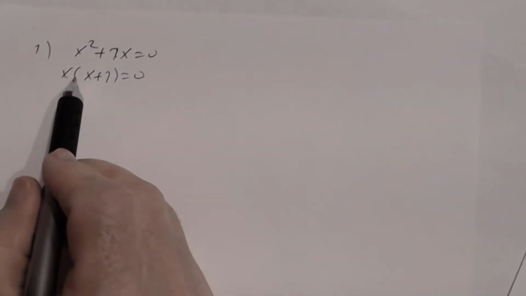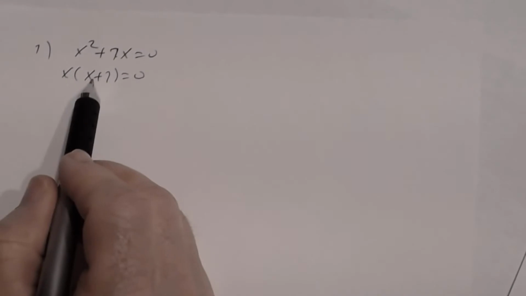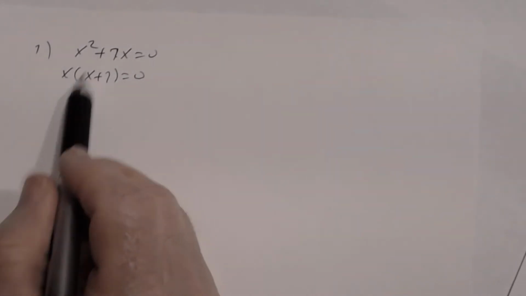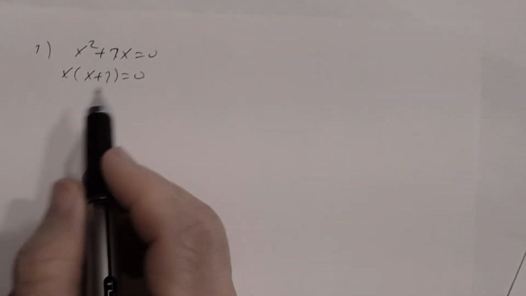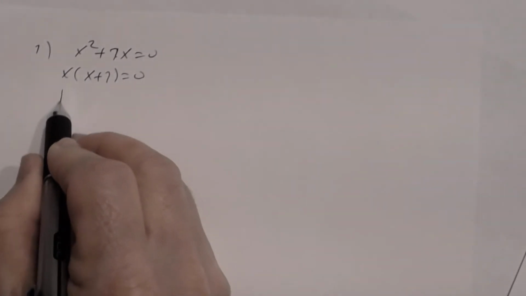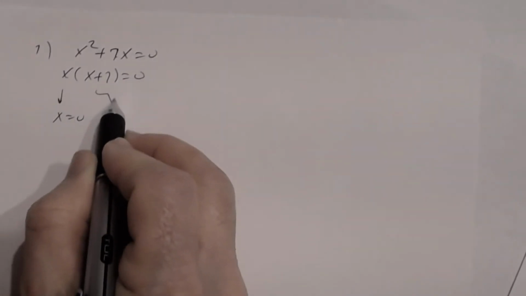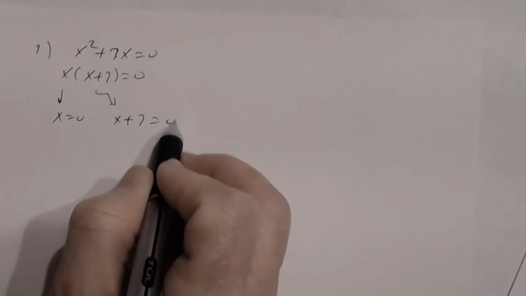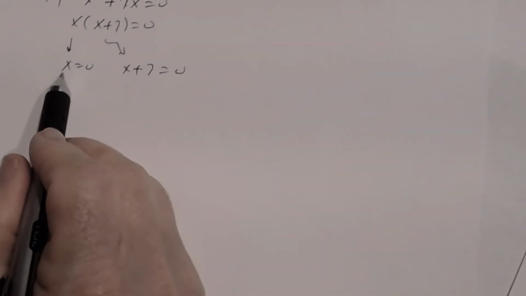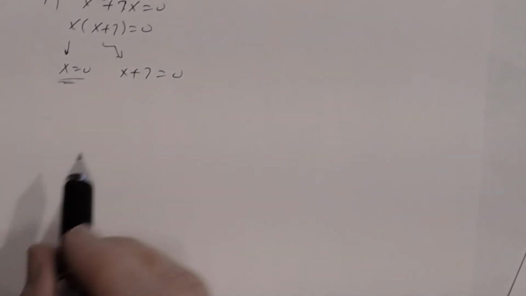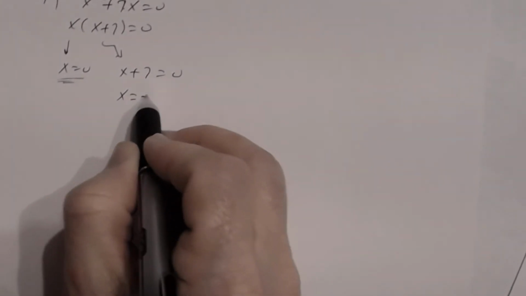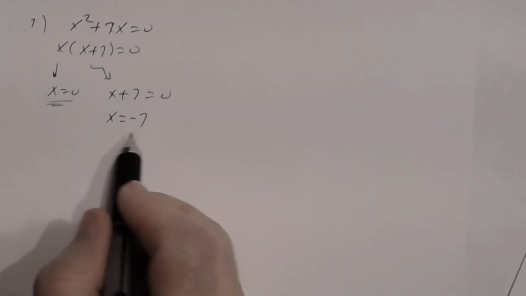And notice that I have two factors here, x and x plus 7. So that product is 0, so that means one of those has to be 0. So either x is 0 or x plus 7 is 0. Now, x is already by itself here, so I already solved for x, so one of your solutions is 0. Over here, x would have to be negative 7. All right, so those are your two solutions.